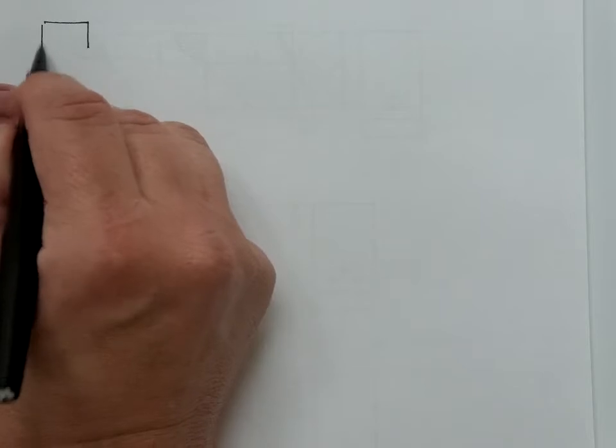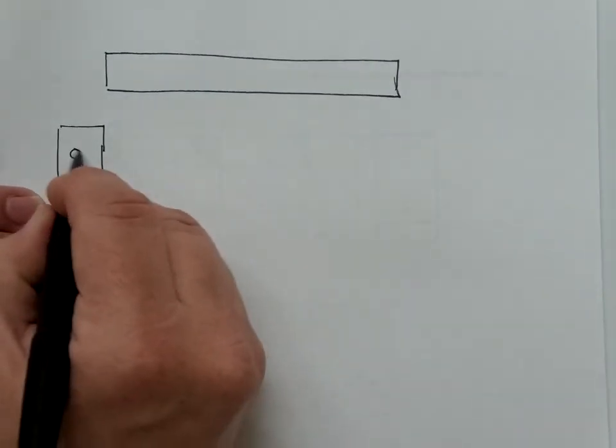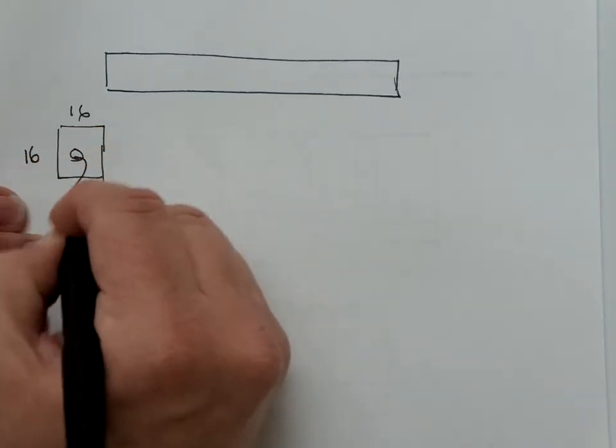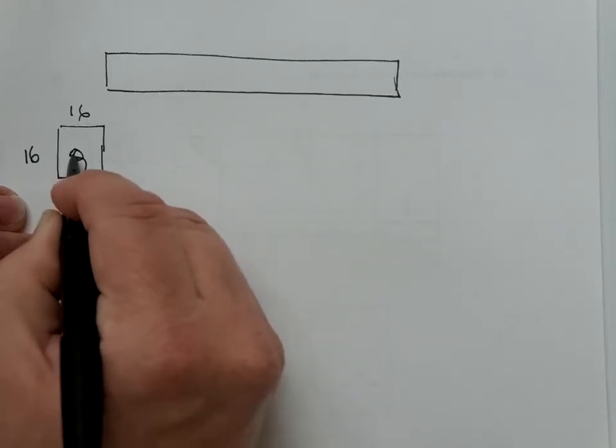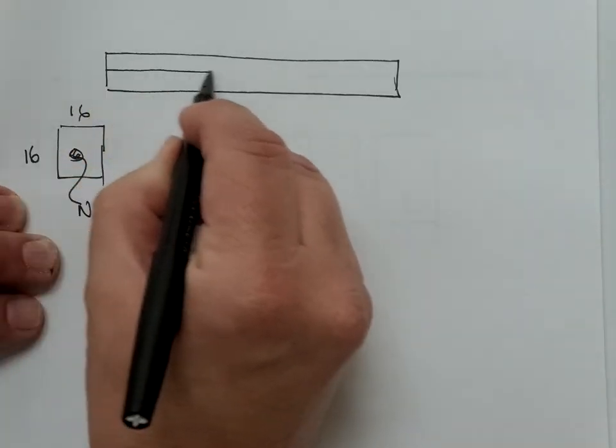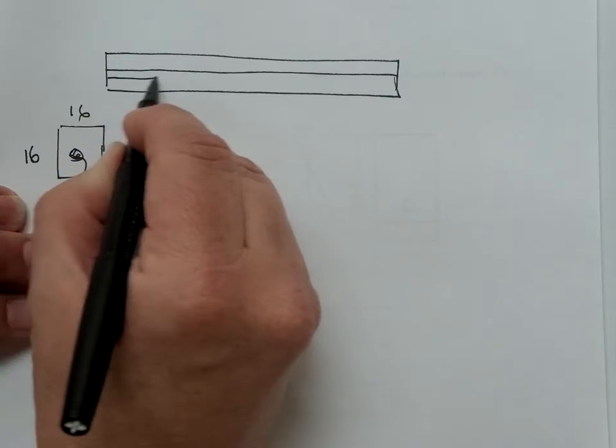So let's do this. We're given a structural member. It's a tie. Give me a sec. There we go. Is that better? And do you remember what a tie is?